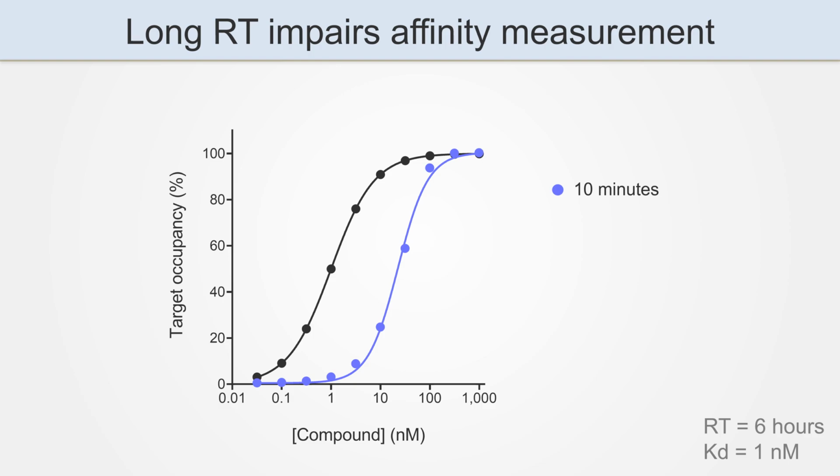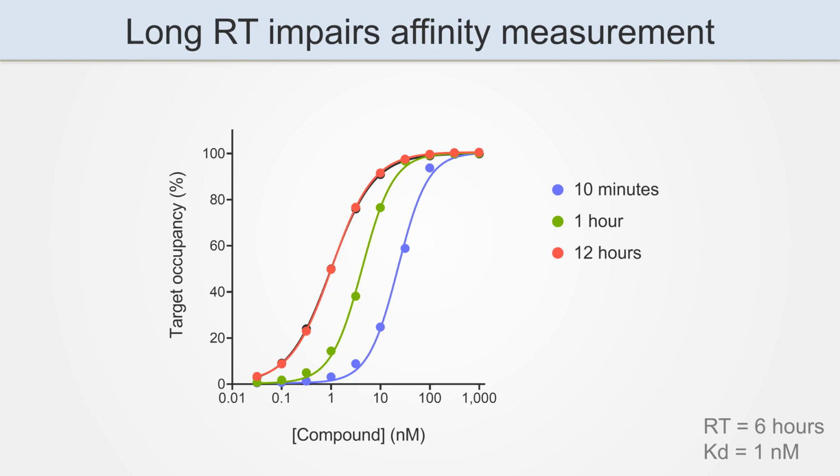Something is clearly wrong here. The affinity is 1 nanomolar, but the midpoint here is 20 nanomolar. So this assay isn't reporting the affinity correctly. With a short incubation time, we're dramatically underestimating the affinity. Now let's increase the incubation time to 1 hour, something we might use in a binding assay. This assay is still not reporting the affinity correctly. The measured affinity value here is 4 nanomolar.